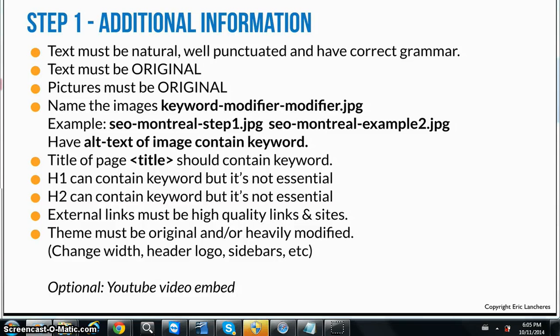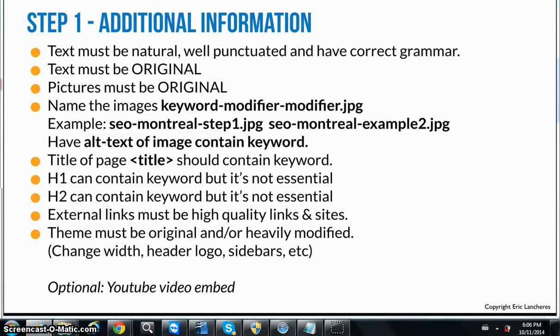That's very important. The H1 can contain the keyword, but these days it's not as important. The H2 can contain the keyword, but once again, it's not as important. It's really the title that's critical. And external links have to be high quality. So if you're linking to something like a ClickBank page, it's going to lower your score. But if you're linking to something like Wikipedia or an institute on whatever you're talking about, that's going to raise your score. So depending on where you're linking to, that's going to affect how well your page does.